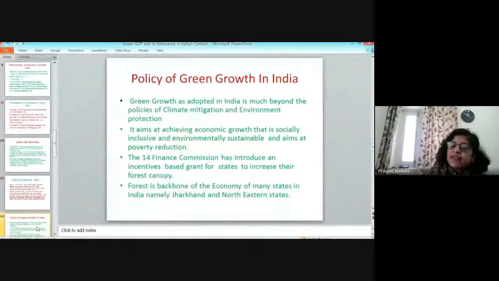There's a 14th Finance Commission has said, has envisaged that the states, those states who are trying to increase their forest area, they are going to get incentives or the grants just because they are trying to increase their forest area. ये बहुत बड़ी बात होती है. Forest area जैसे जैसे increase होगा, पर्यावरण खुद ब खुद अपनी पुरानी स्थिति या सही स्थिति में आना शुरू हो जाएगा, स्पेशली इन अ स्टेट लाइक झारखंड या फिर नॉर्थ ईस्टर्न जहाँ पे वन ऑफ द मोस्ट डेंसली फॉरेस्ट बैकबोन्स.